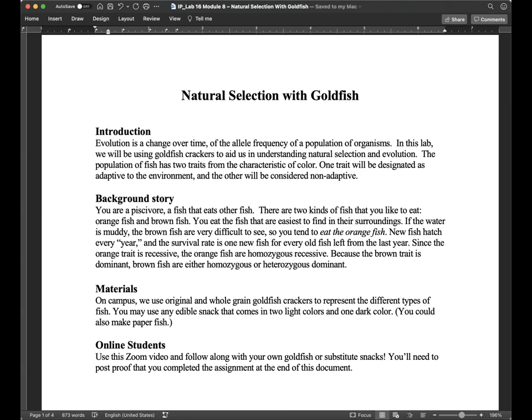We want to know over time, how is that going to affect the population numbers of the orange and brown fish? And this isn't a trick. The results are going to be pretty obvious. You're going to expect that the orange fish numbers will decrease in the population, and that is exactly what you should end up seeing. So we're just going to simulate how that would play out in a real population. Of course, we're using crackers or whatever it is that you have at home, but things like this can happen in the real world.